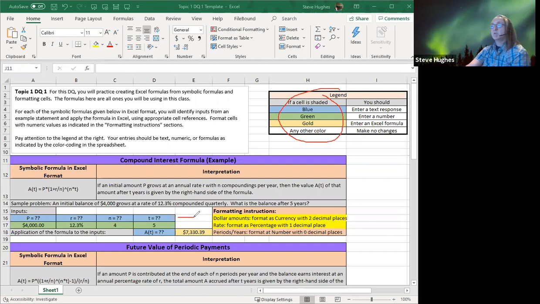In this row, we have the blue cells where we have typed in P. What is P? Notice right here, P is the initial amount. And we typed in R. What is R? The annual rate. We typed in N. What is N? N is the number of compoundings per year. And we typed in T, where what is T? T stands for the number of years. All those we typed into the blue because they're just a text response.